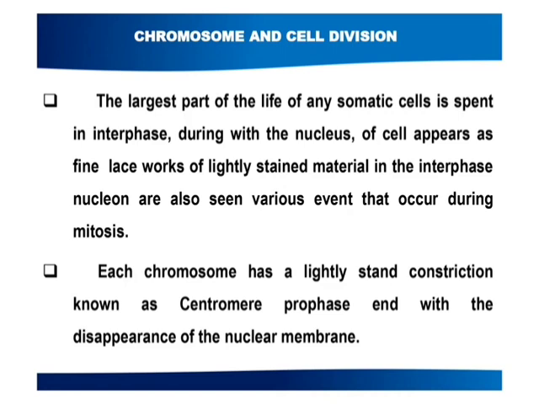In this phase, the nuclear membrane reappears and two nuclei form. So, at the end of mitosis, the two daughter cells are formed.